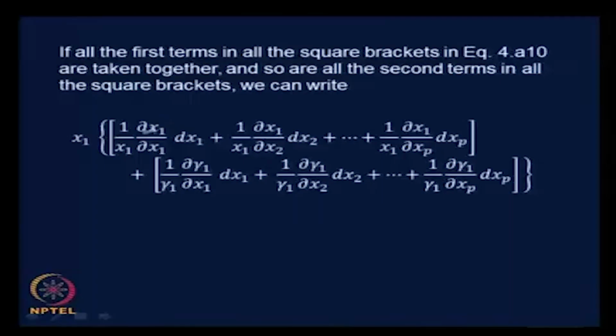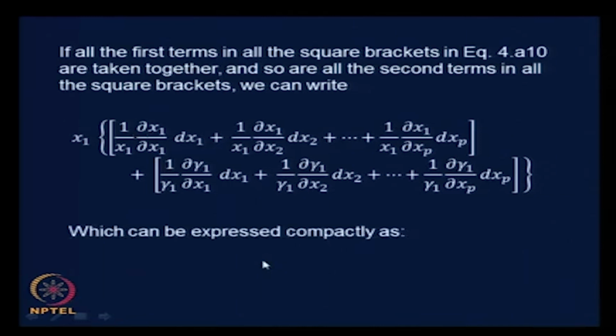Okay, I am sure all of you would have gotten it by now. You know that 1 by x1 ∂x1/∂x1 is nothing but ∂ln x1/∂x1, right. So you have ∂ln x1/∂x1 dx1, ∂ln x1/∂x2 dx2 and so on till ∂ln x1/∂xp dxp. And what is this? This is nothing but an expansion of the total differential d of ln x1 when x1 is a function of x1, x2, x3 and so on till xp, that is it.